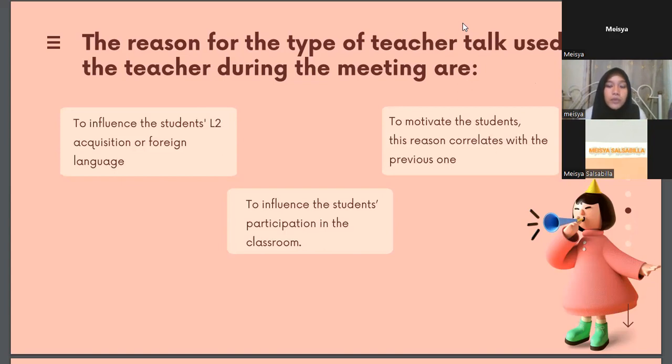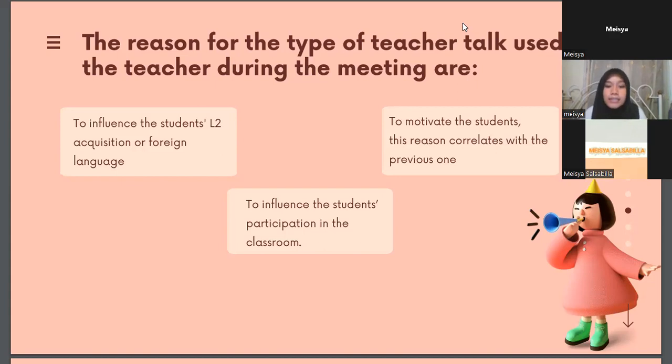And the second reason is to influence the students' participation in the classroom. We can see from the data that the teacher mentioned that when the online classroom started at first, the students did not participate at all in the class. Most of them tended not to join the class at first because of the lack of participation. Therefore, the teacher often gave directions to the students to avoid this problem happening again.